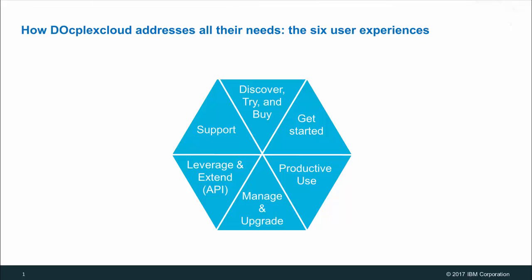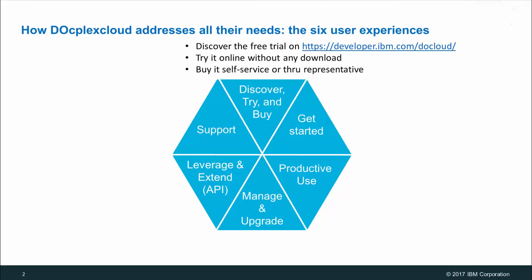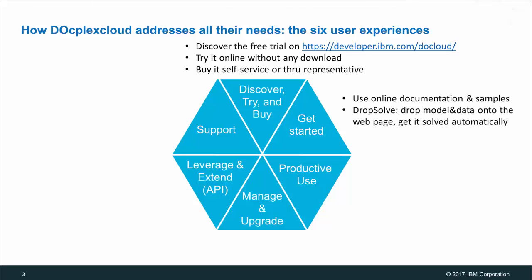Here's how DOcplexcloud addresses the needs of all these personas through 6 different user experiences. First of all, you as a user can easily discover and try the service. You can get a 30-day free trial on our one-stop shop homepage. You can try it without any software download or installation, and you can easily buy it self-service or via an IBM representative. Then, you can get started quickly. Use our online documentation and the samples from our integrated GitHub repository.